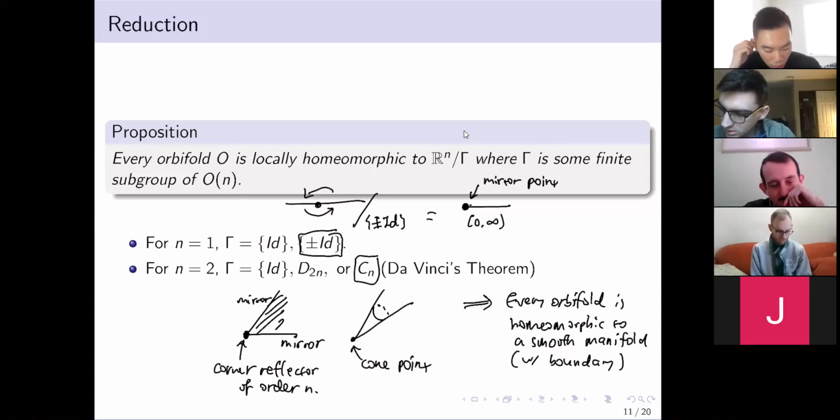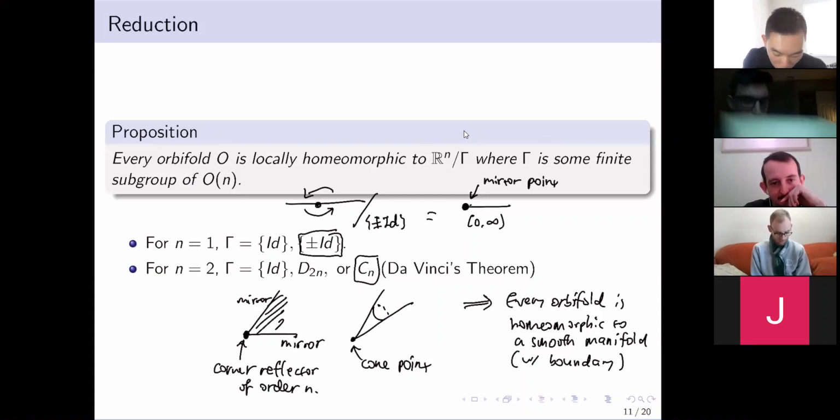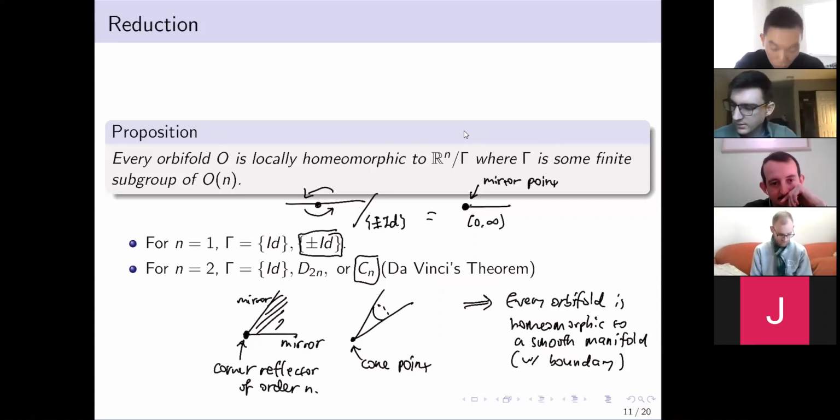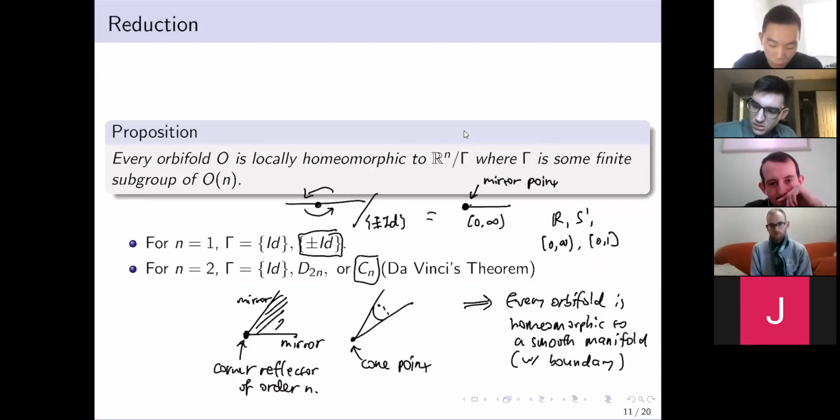For dimension 1, I don't think it's difficult to see that, because this is homeomorphic to a manifold no matter what, with boundary possibly. So this is just going to be R, S^1, or an interval with boundary. From 0 to infinity, the 0 is going to be a mirror point. And from 0 to 1, the 0 and the 1 are going to be 2 mirror points. These are the only 4 possible ones. But what about 2 dimensions?